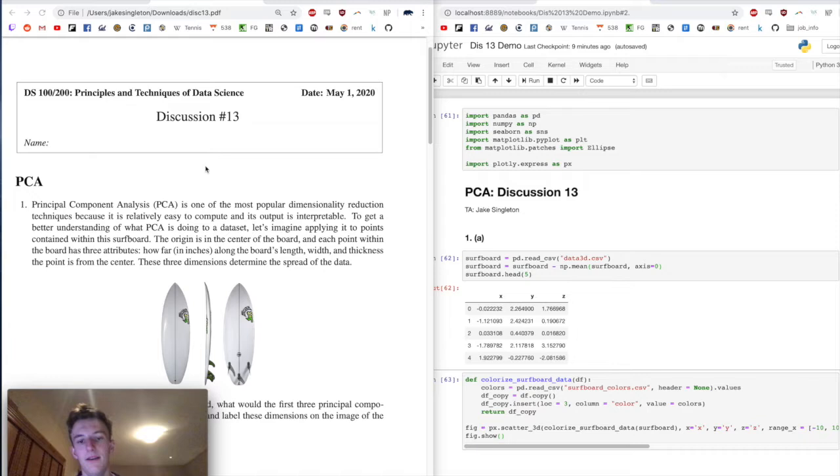Let's go ahead and start thinking about PCA, and this question really gives some good intuition as to what PCA is all about. Question 1 says, PCA is one of the most popular dimensionality reduction techniques. It's relatively easy to compute, and the output is interpretable.